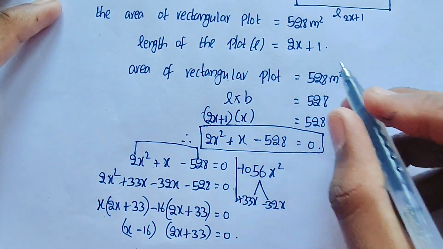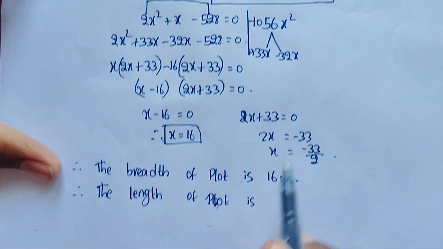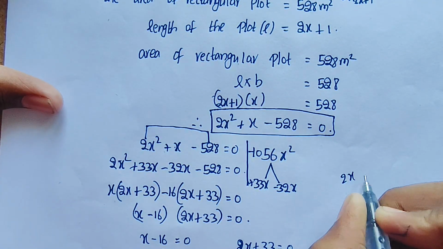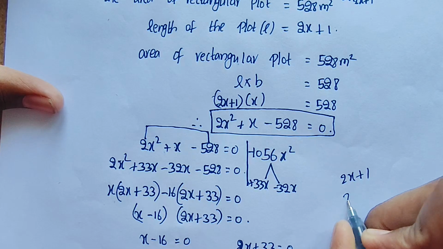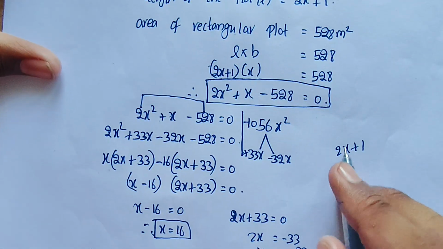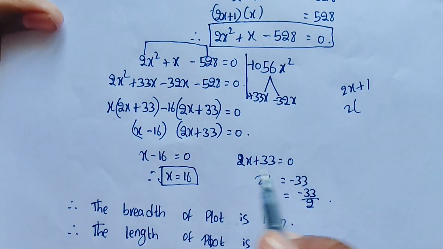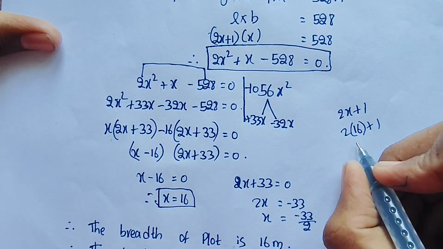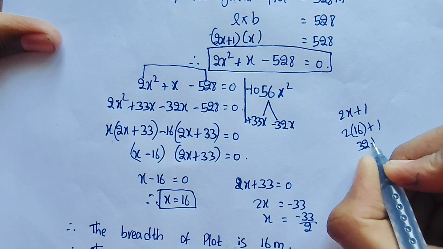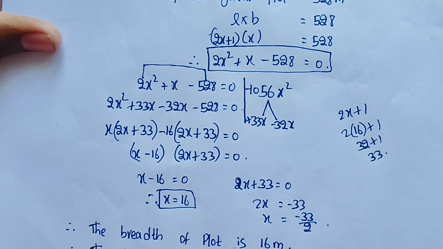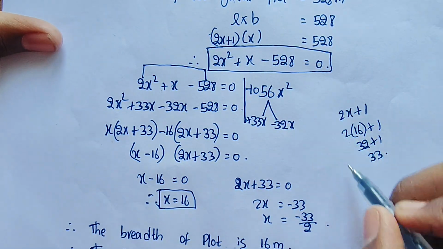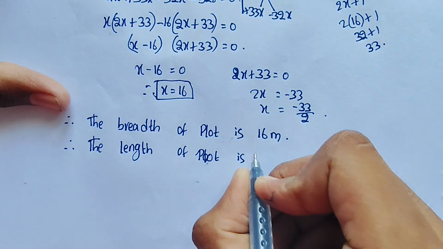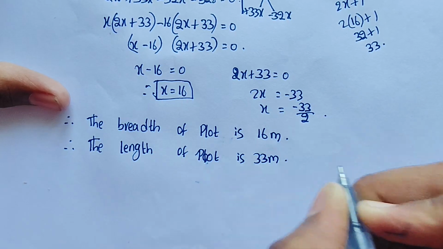He asked, I am writing the length of the plot. The length of the plot is 2x plus 1. So I am doing here 2x plus 1, means 2 into, what is the value of x? 16. So 2 into 16 plus 1. 2 times 16 is 32, plus 1, we get 33. So this is the rough work. The length of the plot that we got is 33 meters.